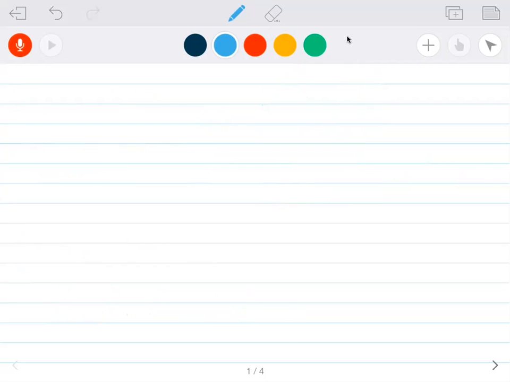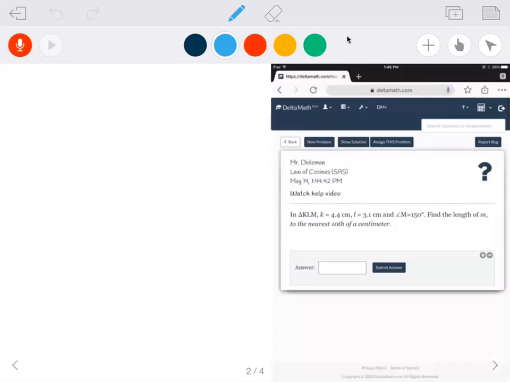So the next page, on Delta, we've got the law of cosines, and they say side angle side, because that's how the triangle is set up, and I will show you that in a second. So they say that we've got triangle KLM.